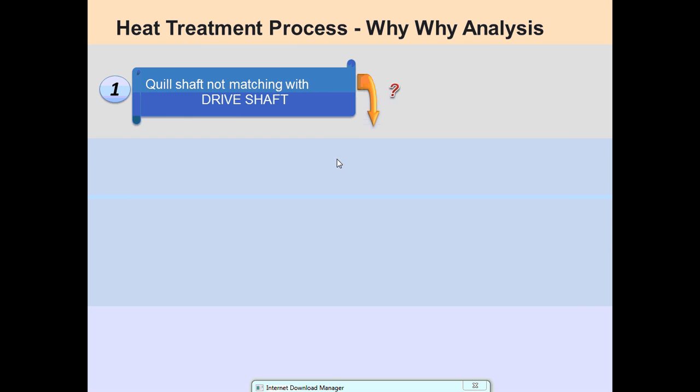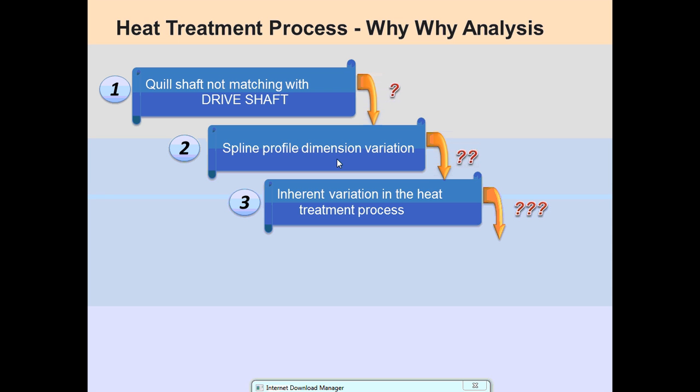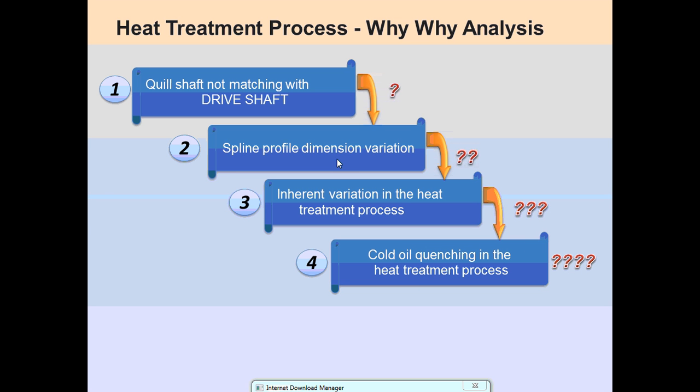So now we are going to see in the heat treatment process why we are going to analyze this. Our first question is, why is the quill shaft not matching with the drive shaft? That is the main question. And second is the spline profile dimension variation. Third, and fourth, cold oil quenching: why are they using cold oil quenching in the heat treatment process?